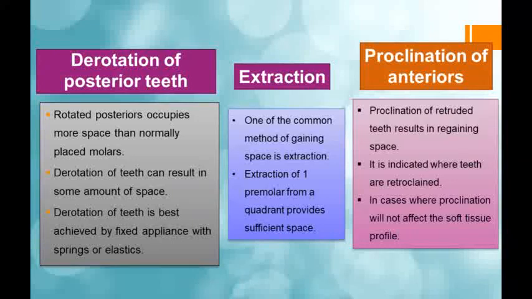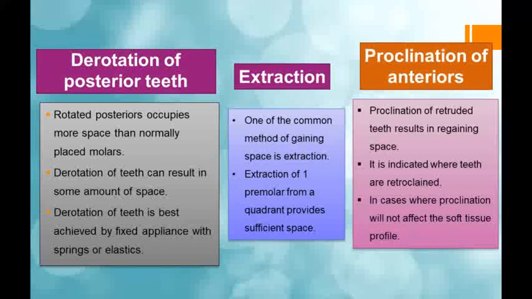Now, derotation of the posterior teeth. Posterior teeth which are rotated occupy more space, and derotation of the teeth can result in some amount of space regain. Derotation of teeth is best achieved by fixed appliances with a spring or elastic. Now, the extraction, that is one of the most common methods of space gaining, and extraction of the first premolar from a quadrant provides sufficient space.